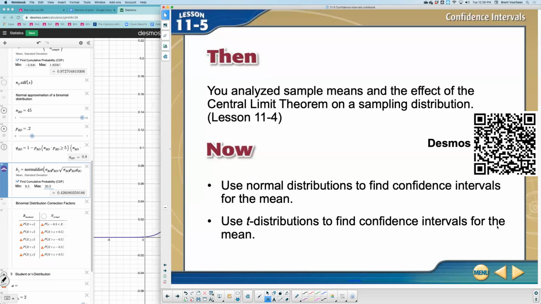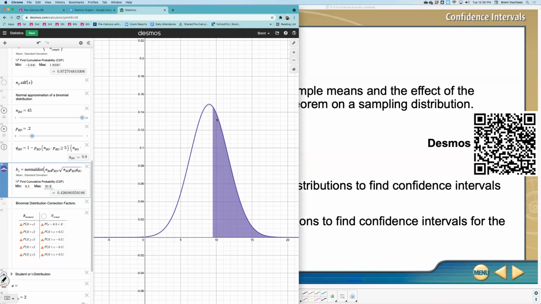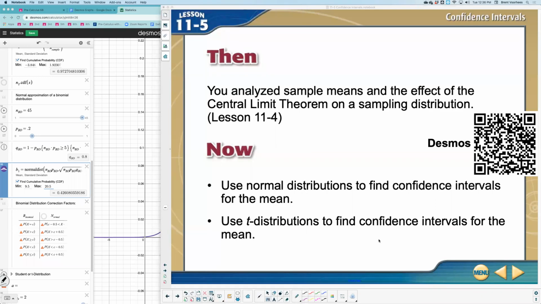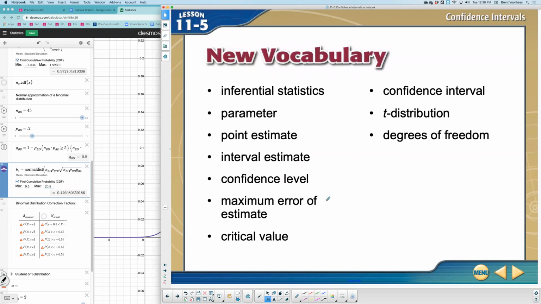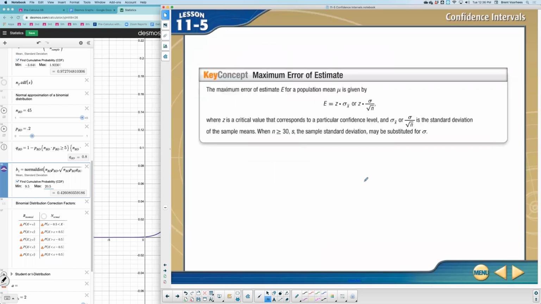Well, 11.5 is going to deal with confidence intervals. And so what we're going to do is use normal distributions and a thing called a t-distribution to find confidence intervals for the mean, which we'll learn as we go. What that's referring to is basically what type of confidence could we establish for a mean being wherever we believe it to be. And so there's a whole lot of vocabulary terms that we might see today, some of which we've seen before, like critical value, for example, but others will be new to us, some parameter we've seen before as well. So first, the maximum error.